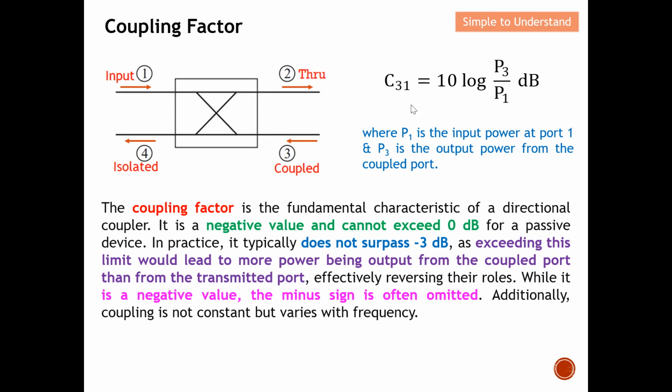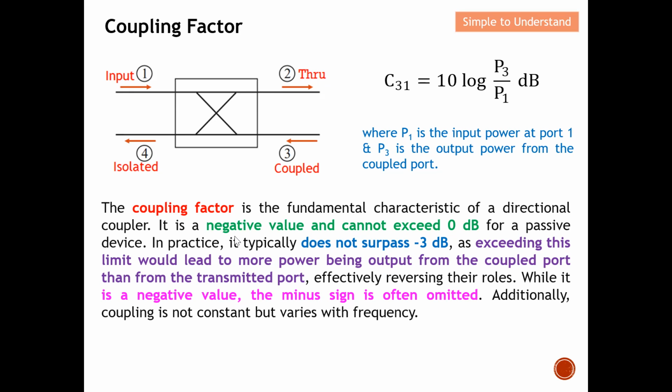And basically, this will be the equation. As illustrated, P1 is the input power, and P3 is the power at the coupled port. The coupling factor is the fundamental characteristic of a directional coupler. So for a directional coupler, typically we need to specify this coupling factor.